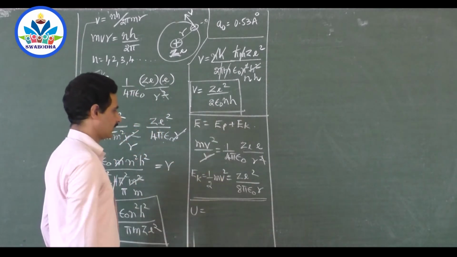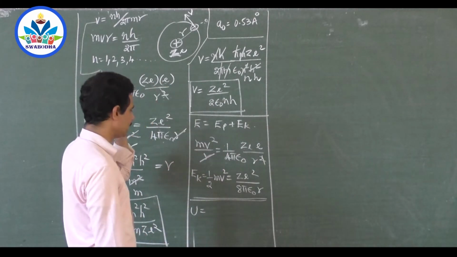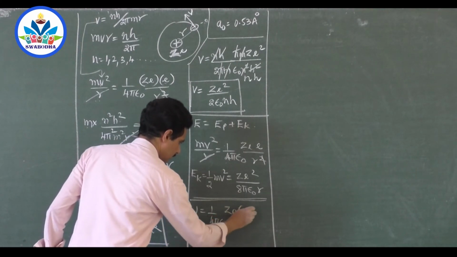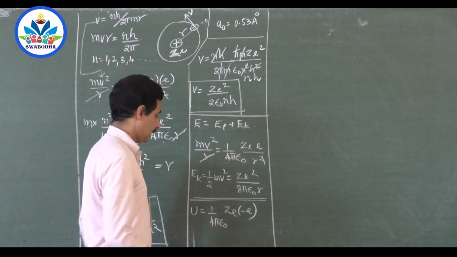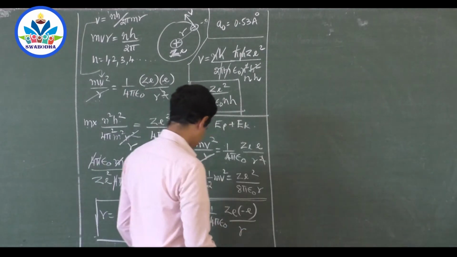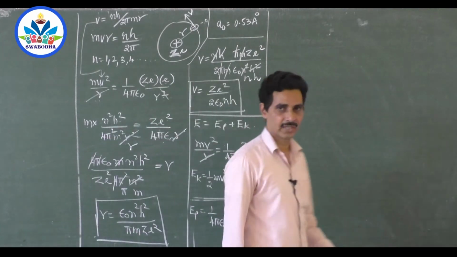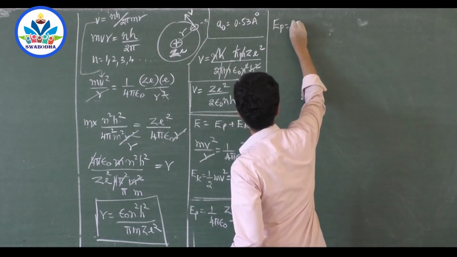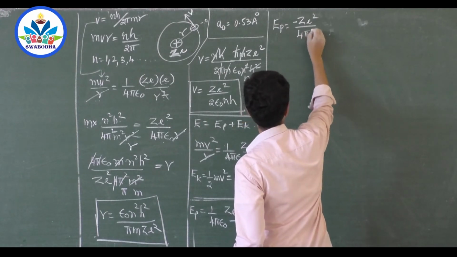Now how do you write potential energy? Potential energy of an electron revolving around the nucleus is 1 by 4 pi epsilon naught Q1 Q2 by r, because it is bound to the nucleus. So now you have to take the negative sign. Q1 Q2 by distance r. We have taken it as EP, right? Potential energy EP is equal to minus Ze squared divided by 4 pi epsilon naught r.